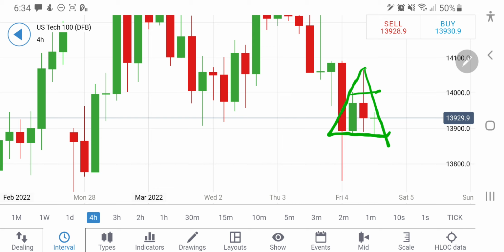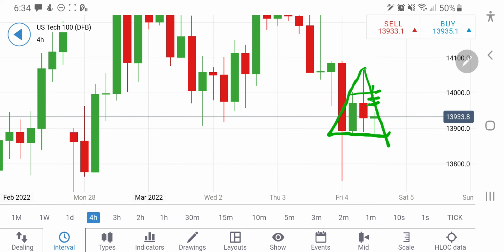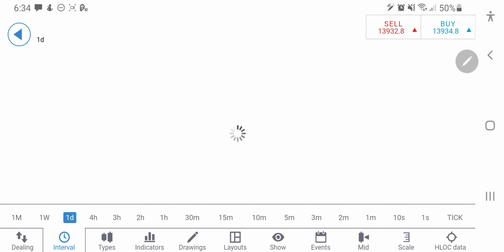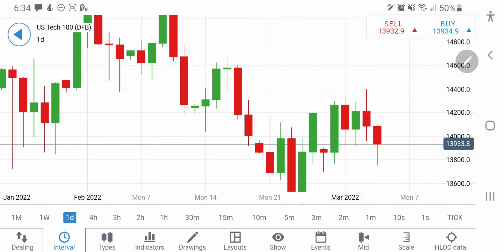And yes, the high at around 14,000 or 13,970 can be expected. First resistance at 13,950, then the 13,970-80 zone, and beyond that definitely it will fly high towards 14,000, 14,050, and beyond that sky is the limit on the upside towards 14,100. Now look at the daily charts.